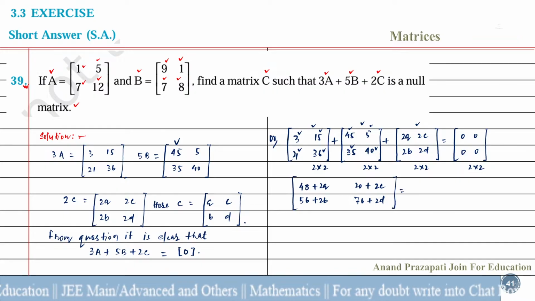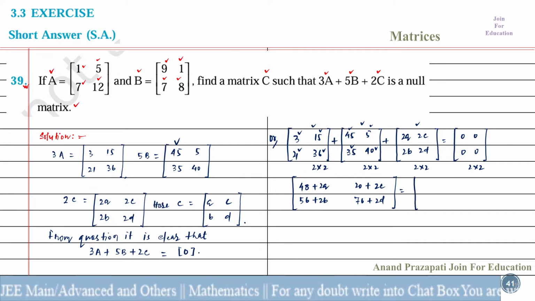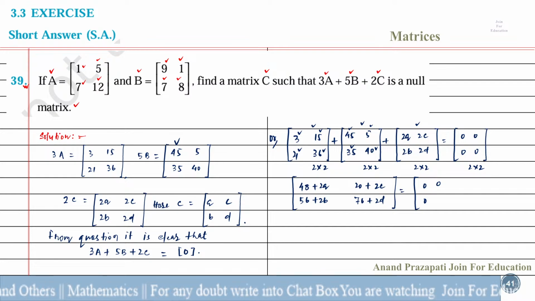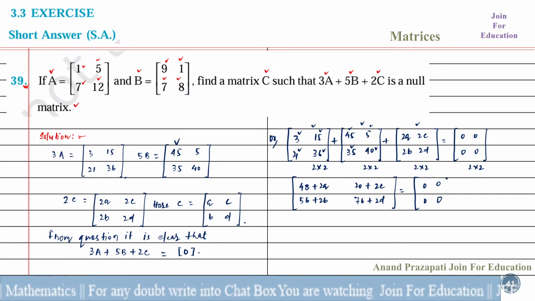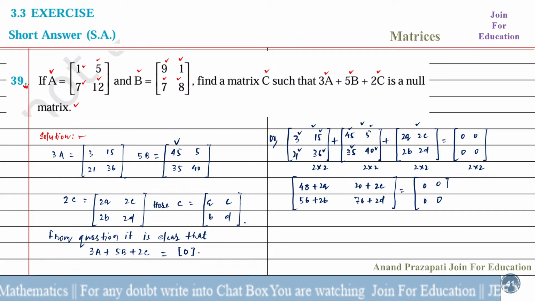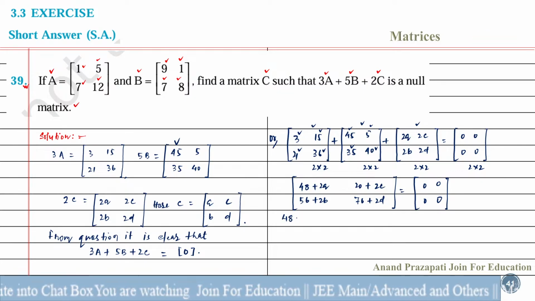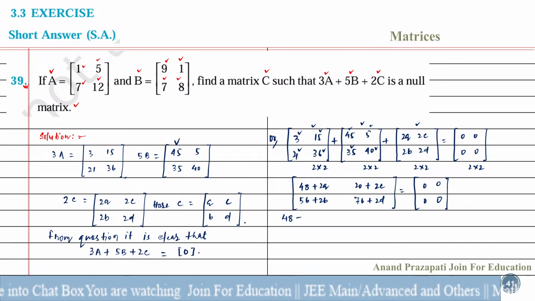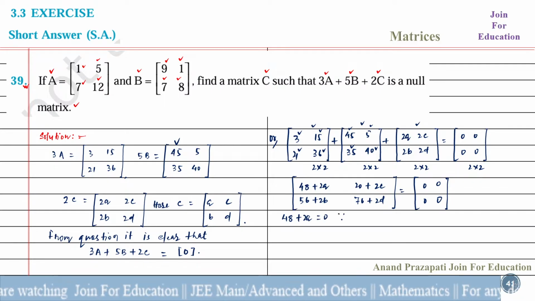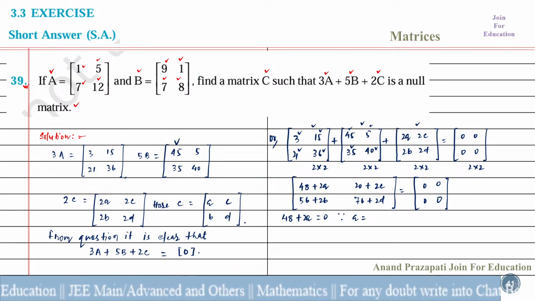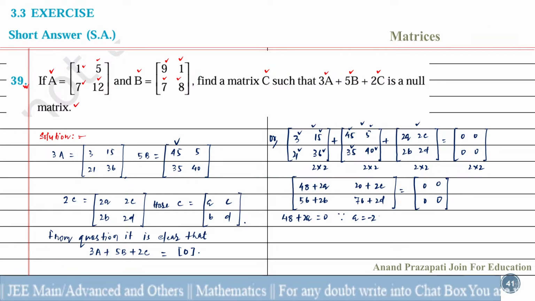Equal to 0, 0, 0, and this is the 0. Now equating both sides, we get 48 plus 2a equal to 0. Therefore, we directly write down here a equal to 48 by 2, equal to minus 24.